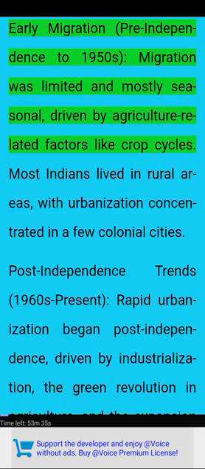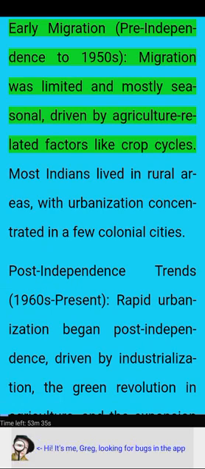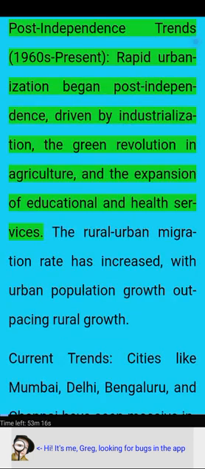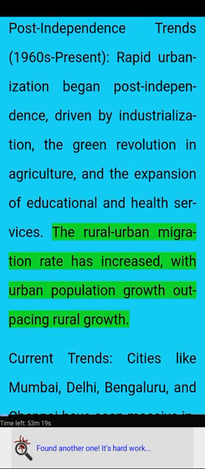Trends in rural-urban migration. Early migration, pre-independence to 1950s: migration was limited and mostly seasonal, driven by agriculture-related factors like crop cycles. Most Indians lived in rural areas, with urbanization concentrated in a few colonial cities. Post-independence trends, 1960s to present: rapid urbanization began post-independence, driven by industrialization, the Green Revolution in agriculture, and the expansion of educational and health services. The rural-urban migration rate has increased, with urban population growth outpacing rural growth.